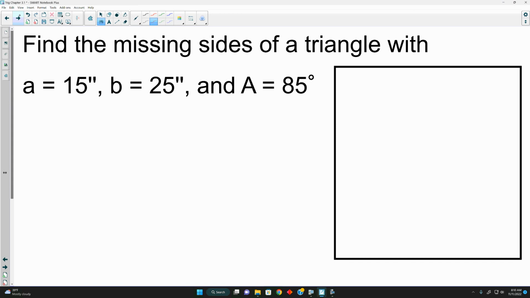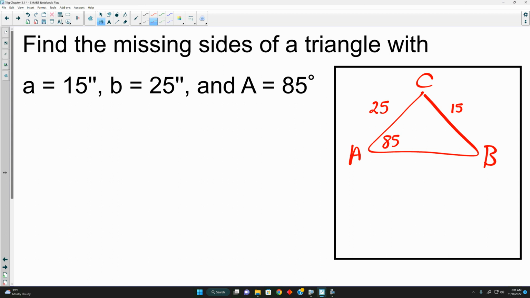So this time they didn't give us a triangle to start with. Some of the ones on the assignment won't. They'll just give you the side lengths. So one of the things we could do is I can just draw a triangle A, B, C. It doesn't really matter how you set up A, B, C. You just need to pick them. They tell us that angle A is 85 degrees. They tell us side length A is 15 inches, side length B is 25 inches, and we want to find the rest. So we have side length C down here.